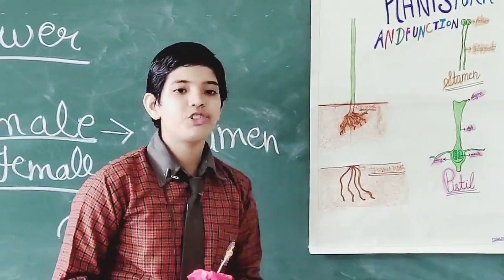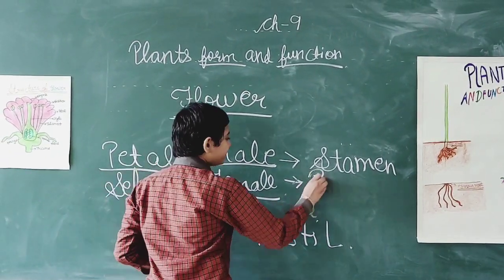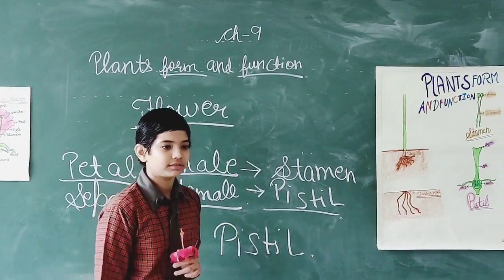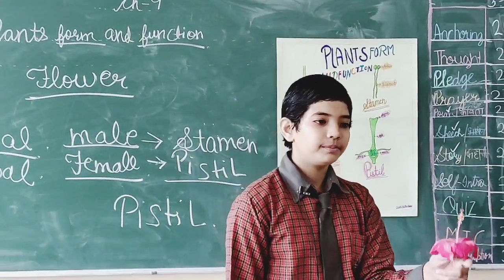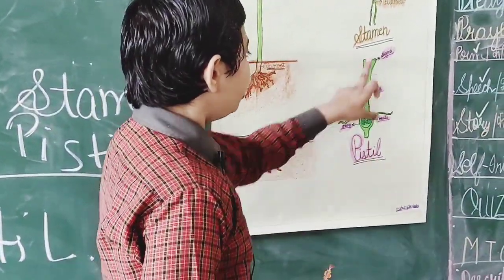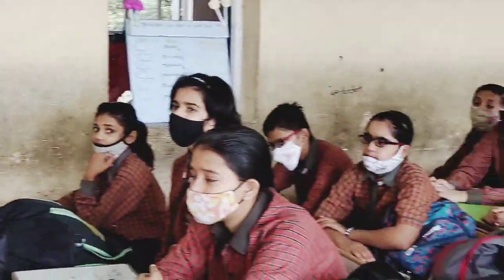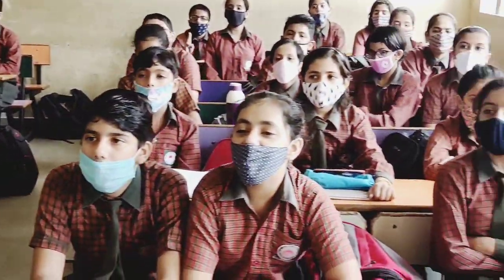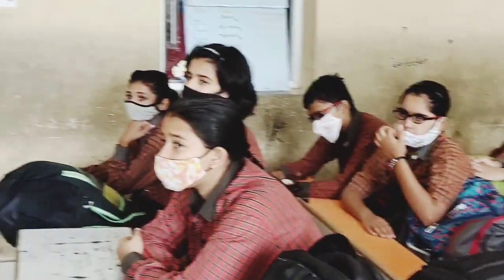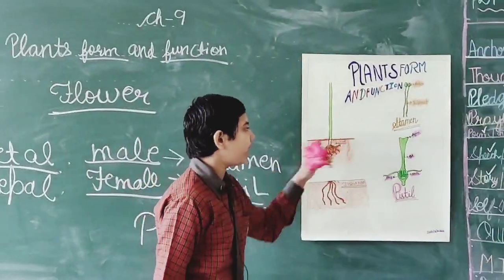Now we will study pistil in detail, which means the female portion. Pistil is the female portion and stamen is the male portion. As you can see, the female portion has three parts, and the male portion has two parts. So, we will study what the three parts are.